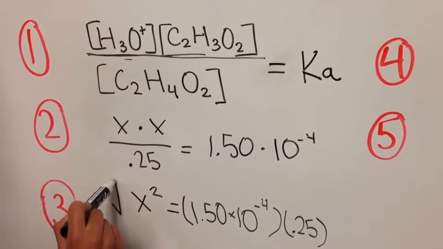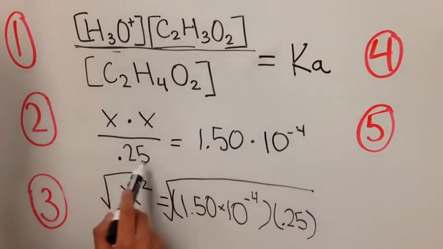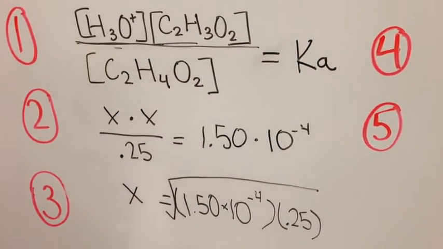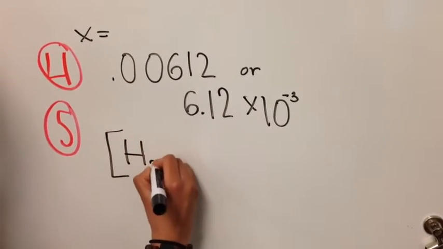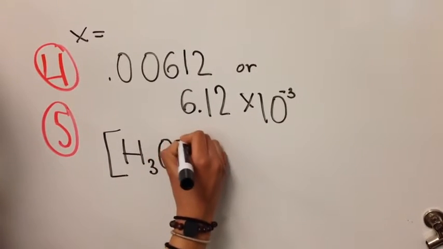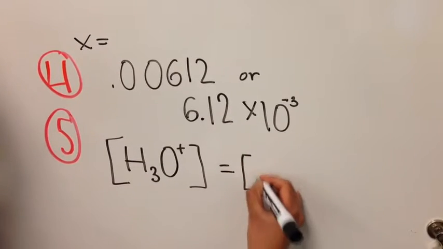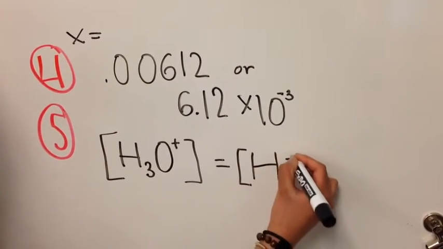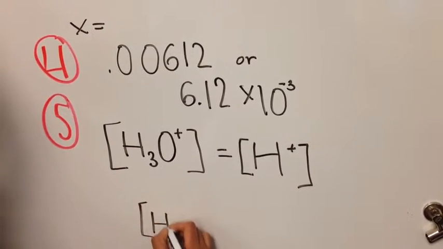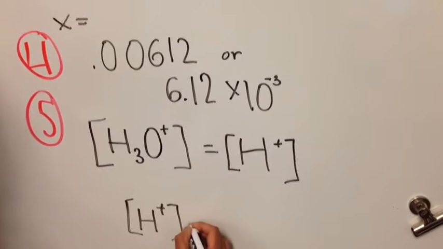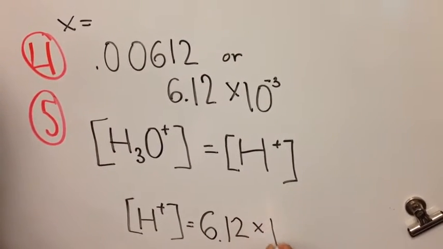Now we will square root both sides so that x equals the square root of 1.5 times 10 to the negative fourth times 0.25. x will equal 0.00612, or 6.12 times 10 to the negative third power. By solving for x, we have found our hydronium ion concentration. Since the hydronium ion concentration is equal to the hydrogen ion concentration, our value for H+ will be 6.12 times 10 to the negative third power.